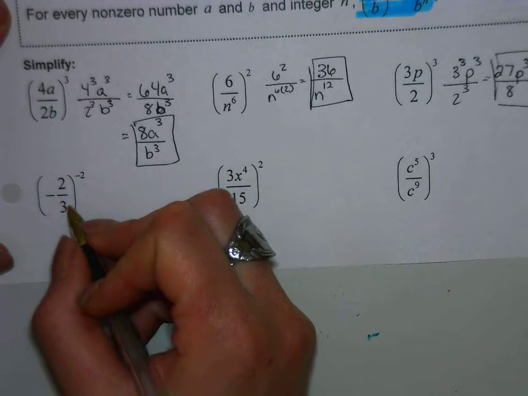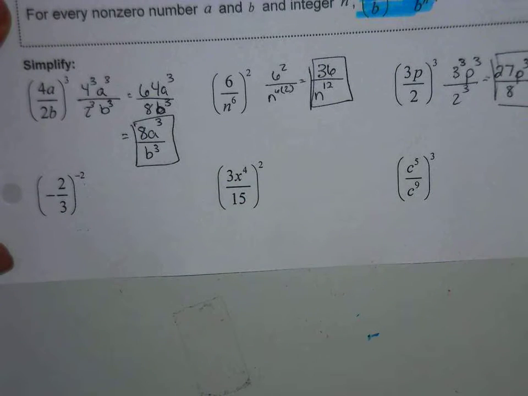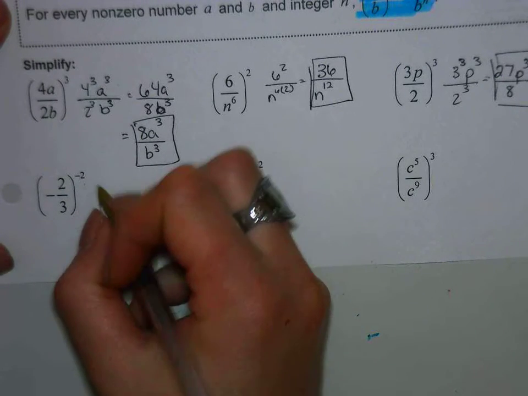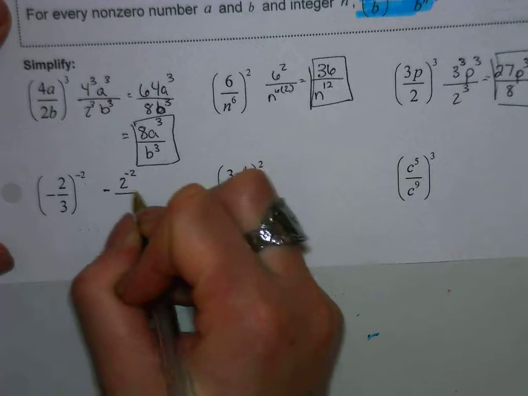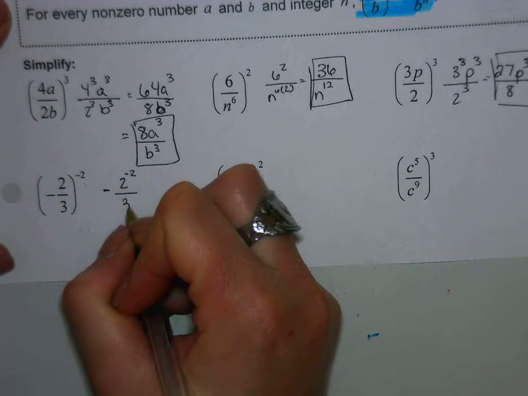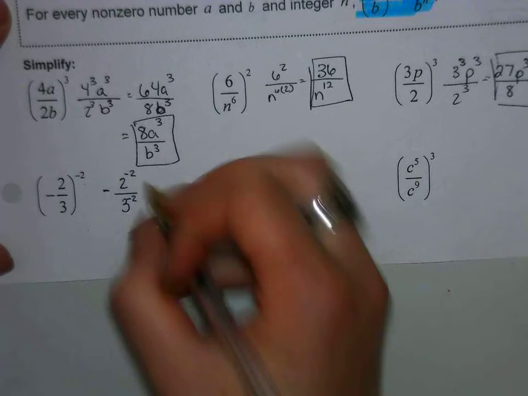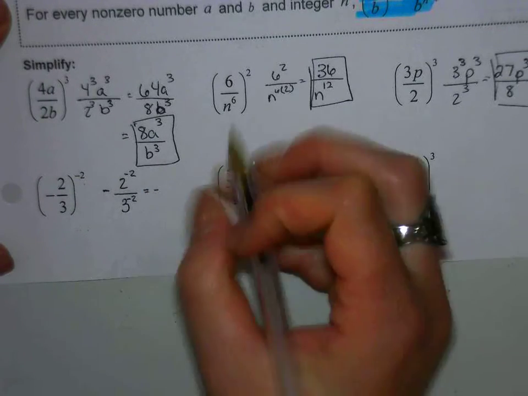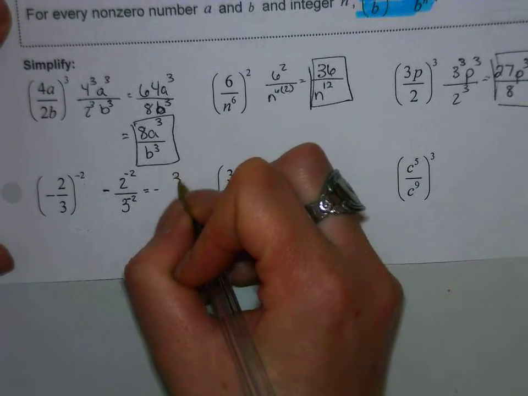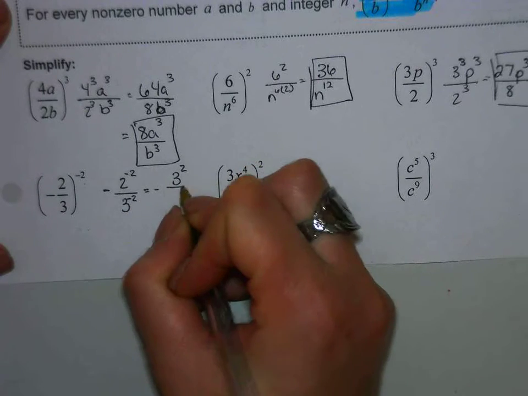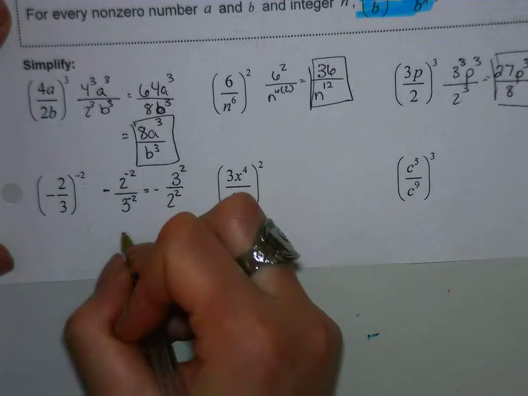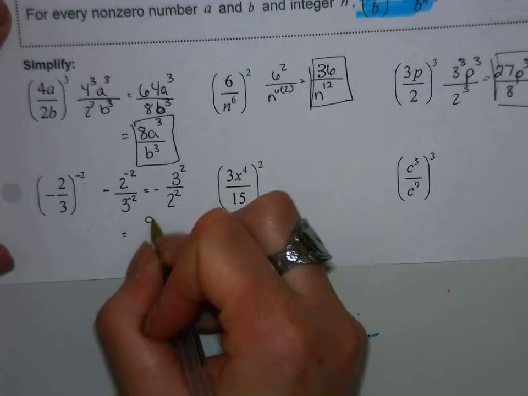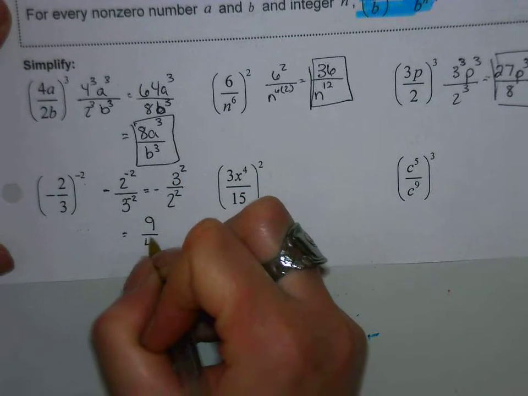Here we have negative 2/3 to the negative second power. So that means we have negative 2 to the negative 2 power divided by 3 to the negative 2 power. So if we need to rewrite this so we have positive exponents, we have 3 to the positive 2 in the numerator, 2 to the positive 2 power in the denominator. 3 squared is 9, and 2 squared is 4.